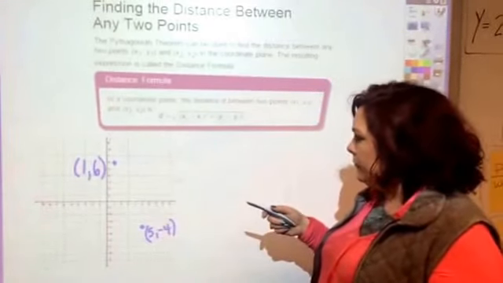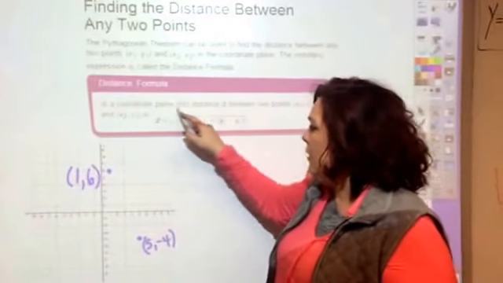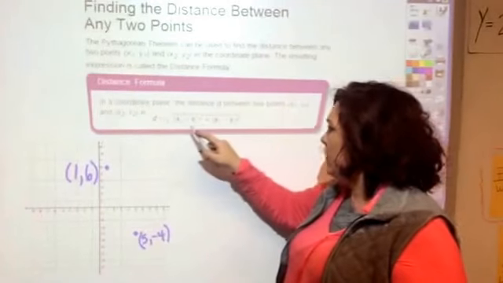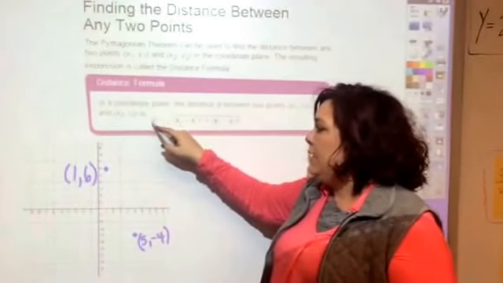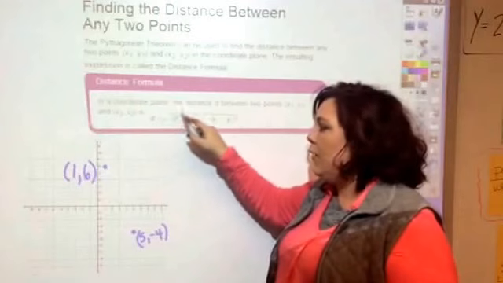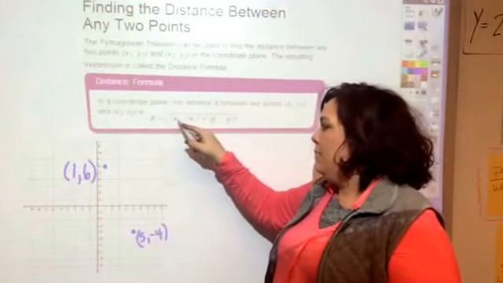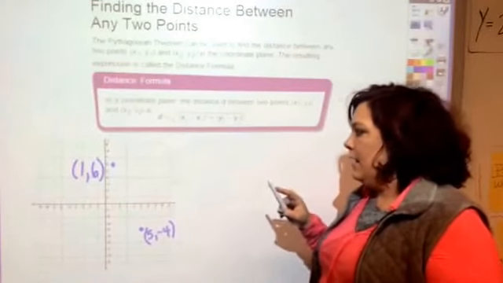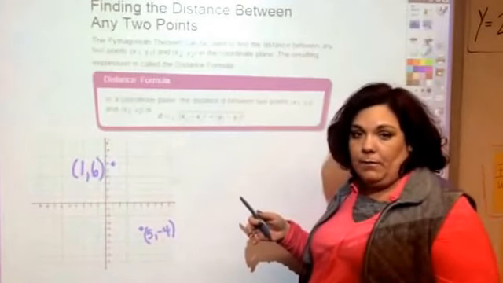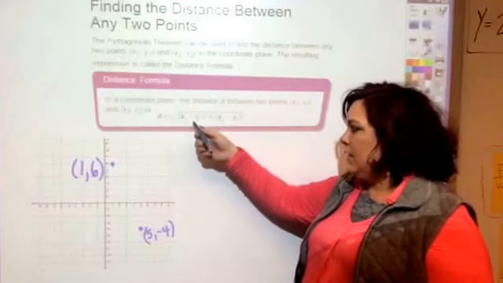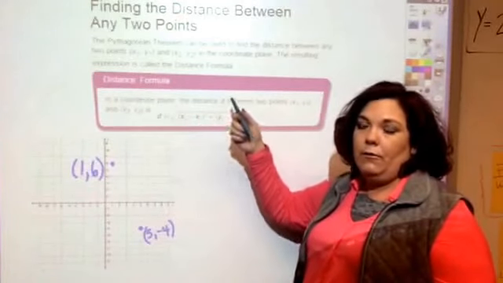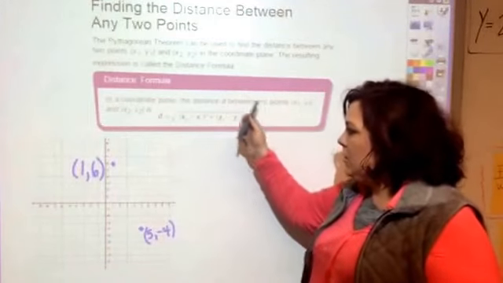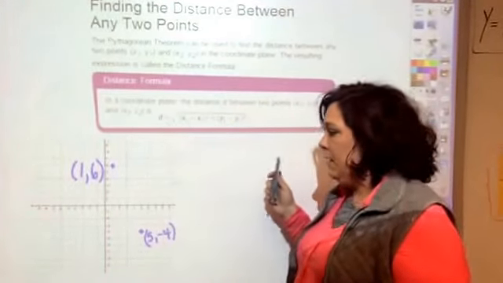So with this, it says in a coordinate plane, the distance D between 2 points, x1, y1 and x2, y2 is distance equals the square root of the square of the change in x and the square of the change in y. And that's what you would think it would be, right? It would be the x squared plus the y squared would be c squared, and take the square root of it. So it just puts it in a nice formula for you to be able to use.